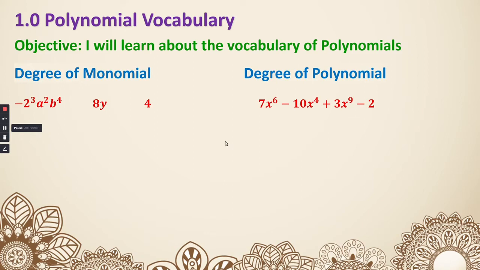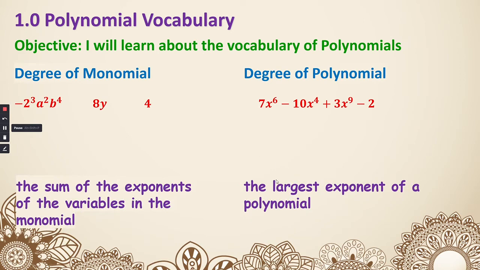Now let's talk about the degree of a monomial and polynomial. Here's the definition: the sum of the exponents of the variables in the monomial. Keyword: sum. And also, make sure we're counting the exponents on the variables. So for the first one, we have negative 2 cubed, a to the second power, and b to the fourth power. Remember, we're only counting the exponents on the variables, so it's going to be 2 plus 4. The degree is 6.